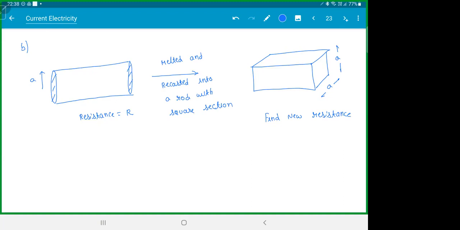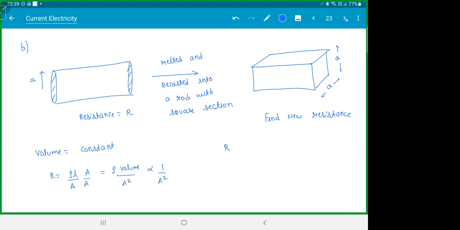Now see, what is same here? Volume is constant. When you're melting it, volume does not change. So resistance is rho L by area. Here I know area, I don't know length. So multiply area by area. This becomes rho, area into length becomes volume, by area square. So resistance is proportional to area square.